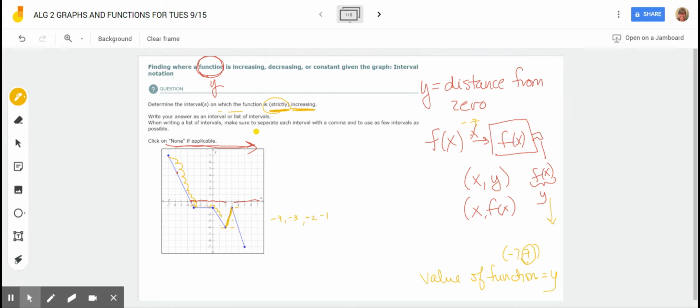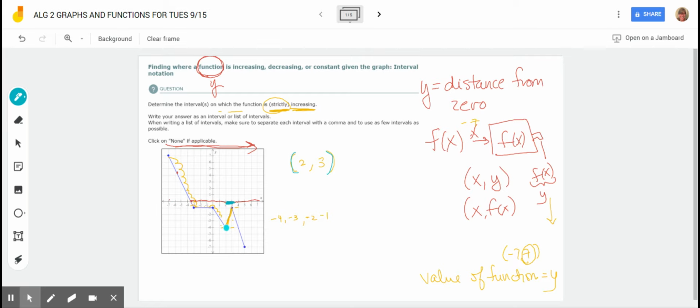But here's the thing about the interval. This strictly thing, I'm pretty sure it means that when you do the interval, you don't put brackets. You put 2 and you put 3. Because what it's saying is that between x equals 2 and x equals 3, the function, or y value, is increasing.